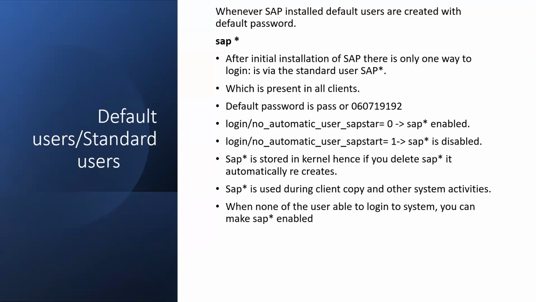So when do we use this? This user ID, we use whenever we are doing system copy activities, when you create a new client and want to copy the data from an existing client to the new client, and also when you do not have any other user ID to log in to a particular client. So what you do is enable SAP* at the OS level and log in with it. Okay.